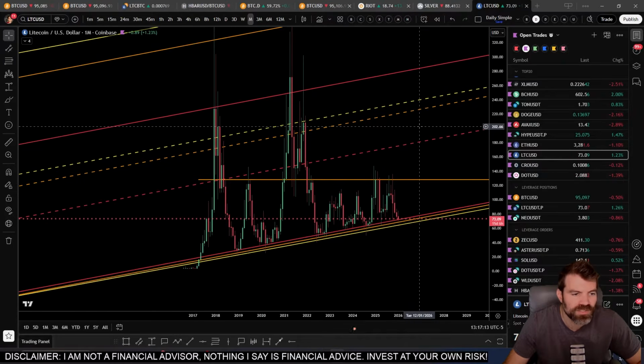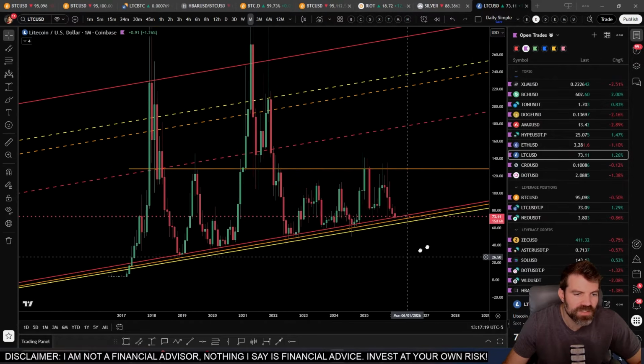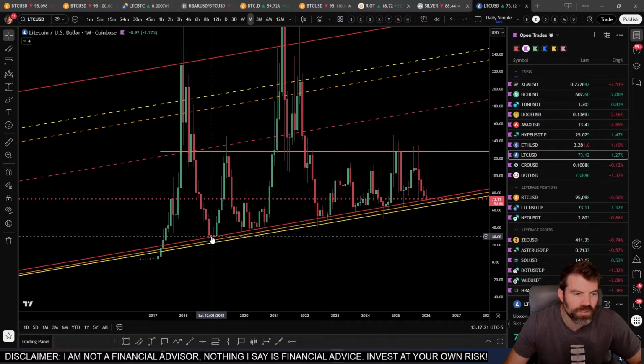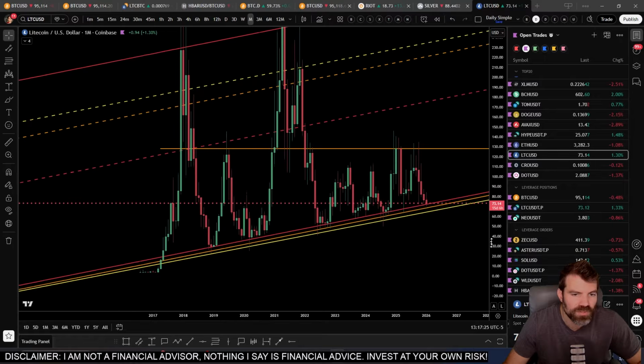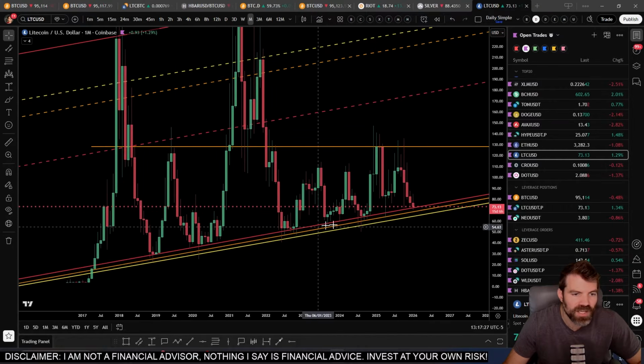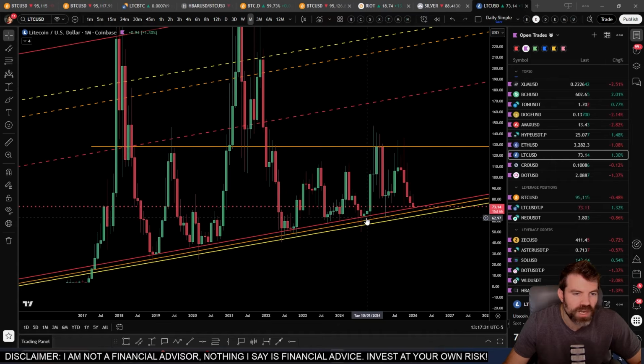I'll show you what these colors and lines mean. The red channel right here is an ascending channel drawn through the monthly closes of all of these candles down here as support. That is a very good high time frame support right there. As you can see, boom, that is this red channel.